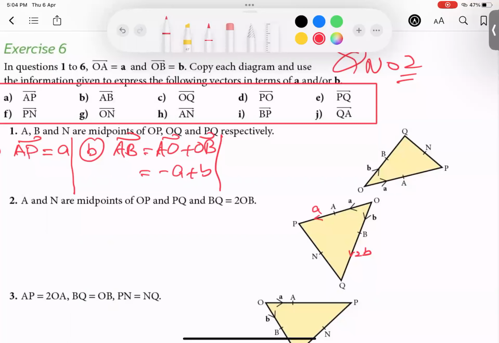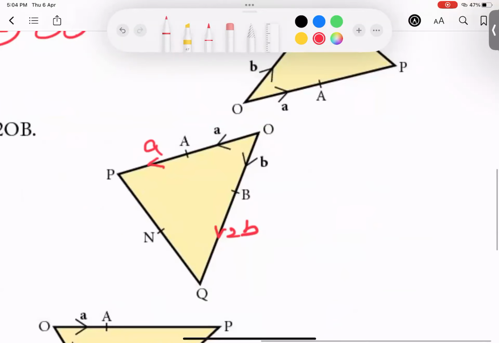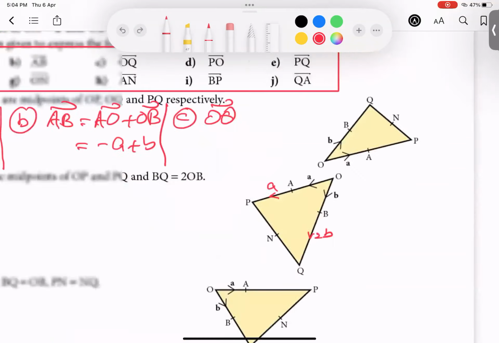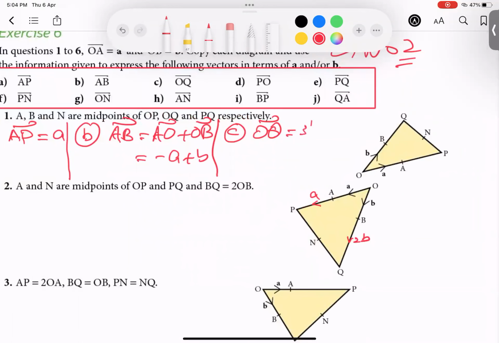Now I'm going for the third part. Third part is what? C part, OQ. O to Q. O to Q is O to B, B to Q. This is small b, this is 2b. Indirectly, b plus 2b gives you 3b. So we can write directly, no need for any workout.